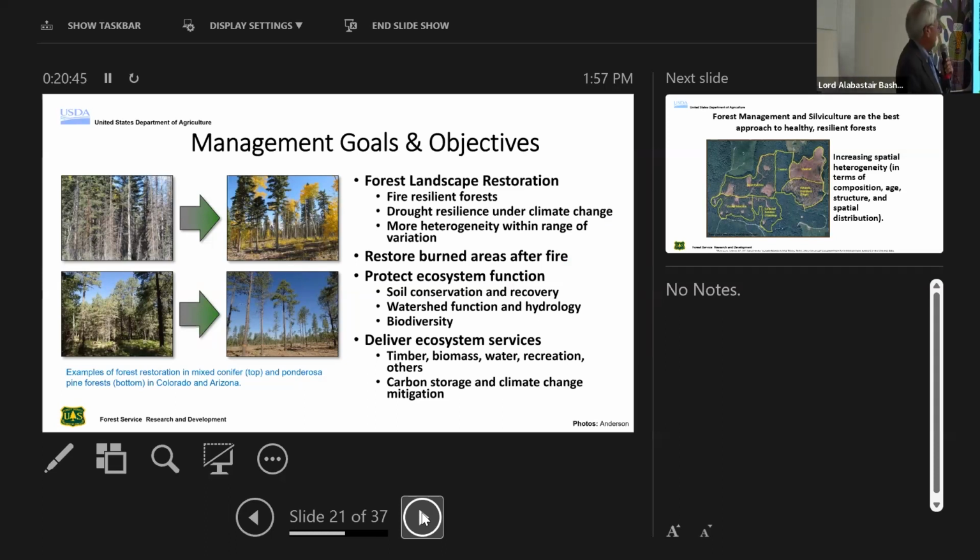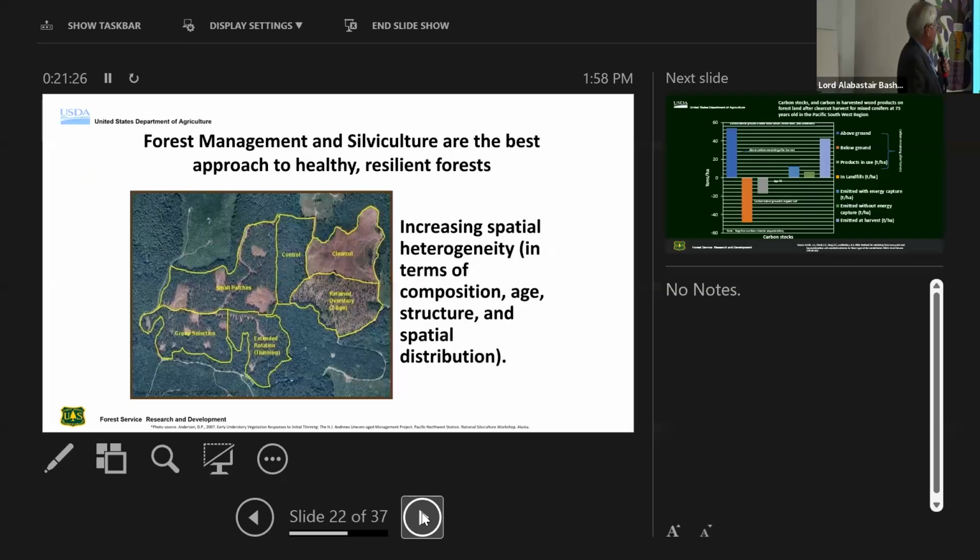And through forest management, what we are looking at is to mitigate the impacts of climate change, trying to have healthy forests that are resistant to the drought, that are resilient to the fire, and also create this heterogeneity that we need to have forests more resistant to all these impacts. Also, we are looking into restoring burned areas after fire and continuing to protect the biodiversity, conserve soil, and the watershed function in order to have the ecosystem services that everybody is looking for from our forests.